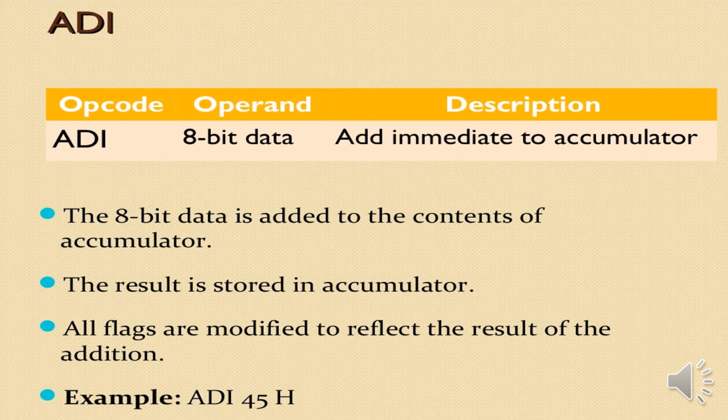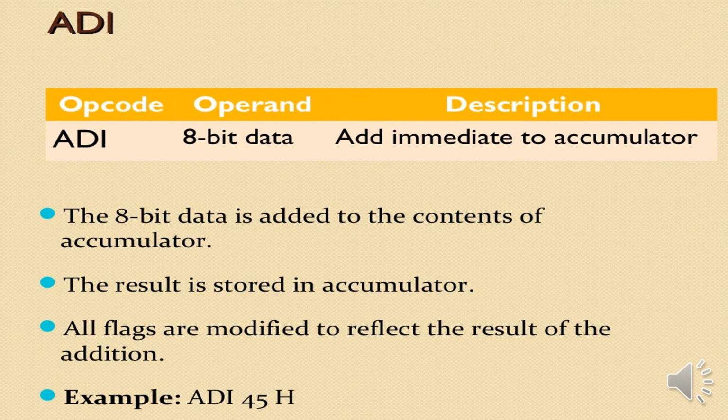Next one, ADI. Add immediate value to the accumulator. ADI is add the immediate value. So the operand, one 8-bit data, is directly added to the accumulator content. ADI adds the accumulator content with the immediate 8-bit data. The result is stored in the accumulator only. All the flags are modified to reflect the result of the addition.